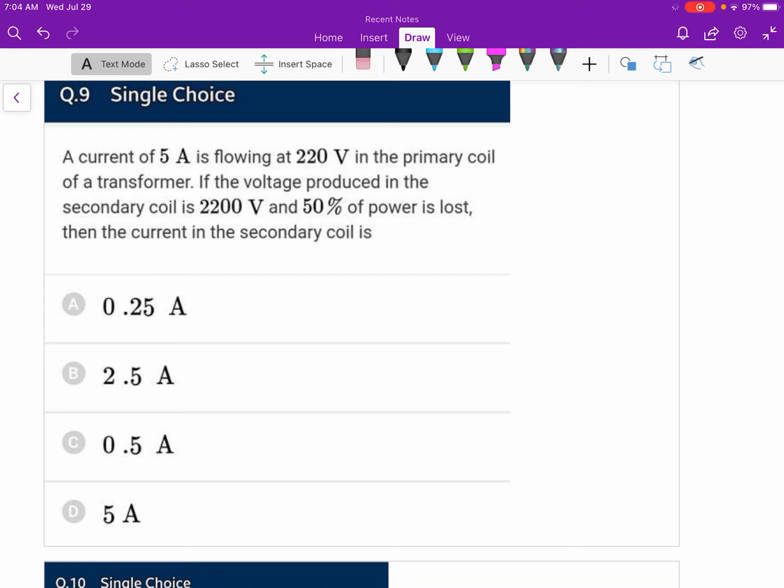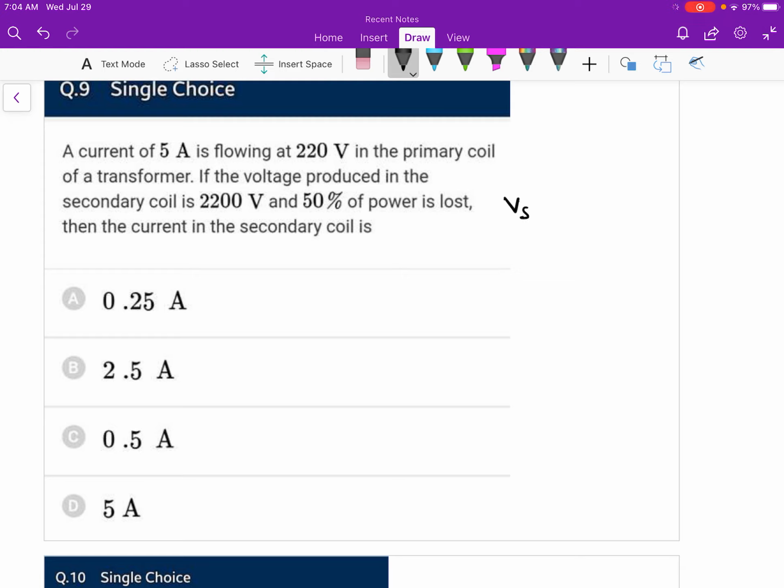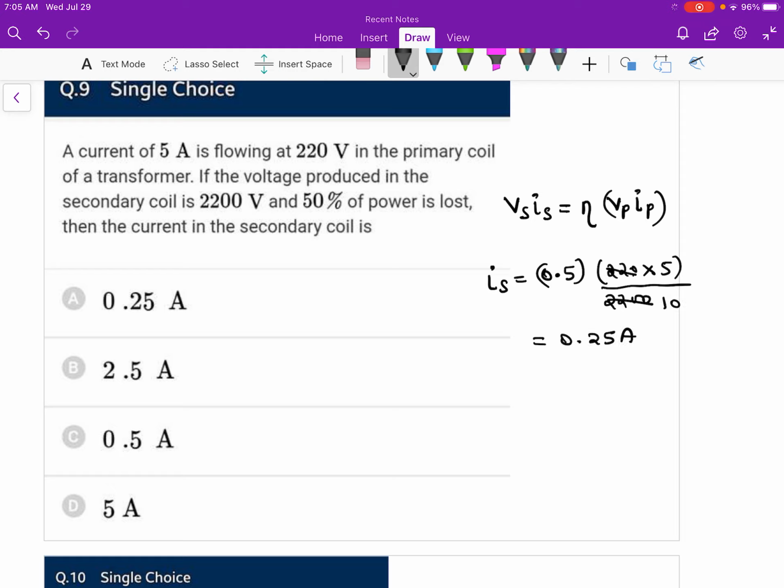If the voltage produced in the secondary coil is this, and 50% of power is lost, the current in the secondary coil Is is efficiency times Vp Ip upon Vs. So Is is 0.5 times Vp Ip, 220 into 5, upon Vs, which is 2200. So this is 0.25 ampere.